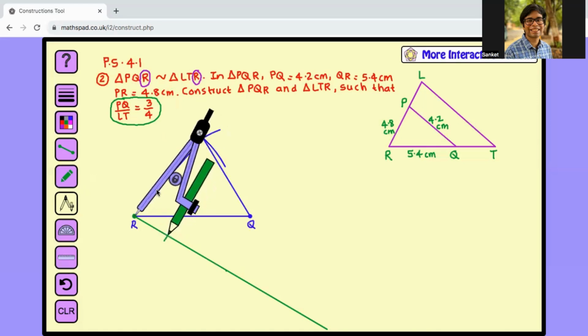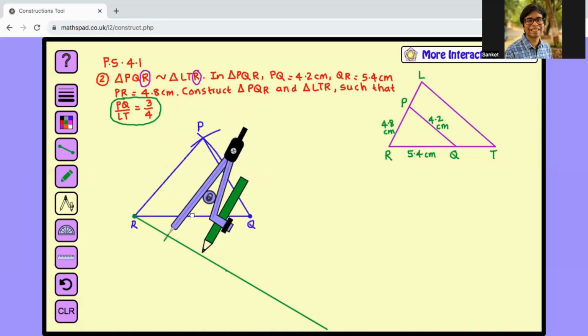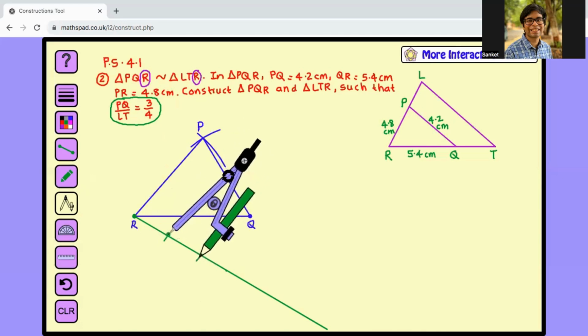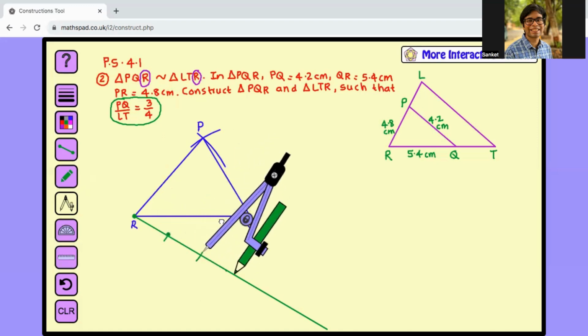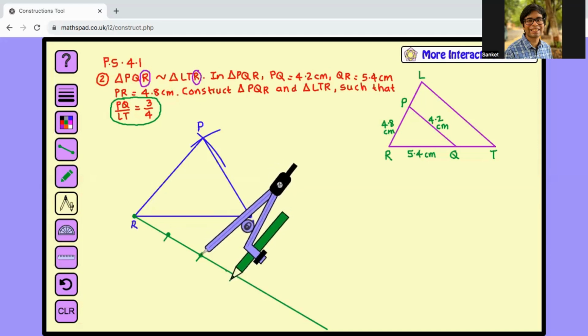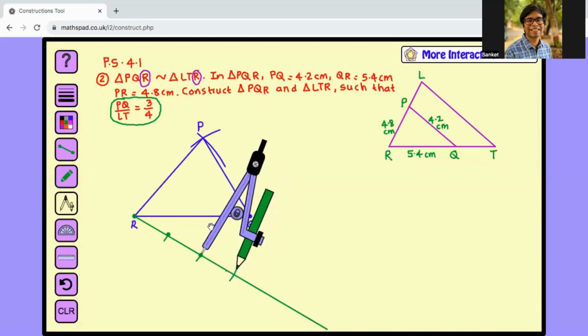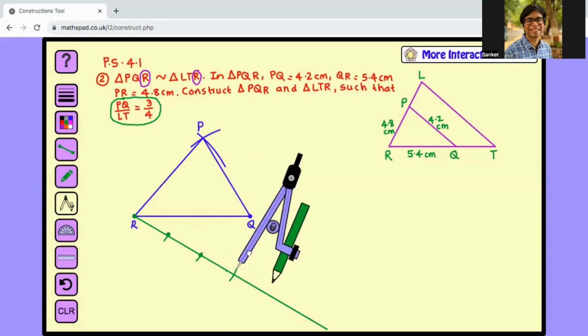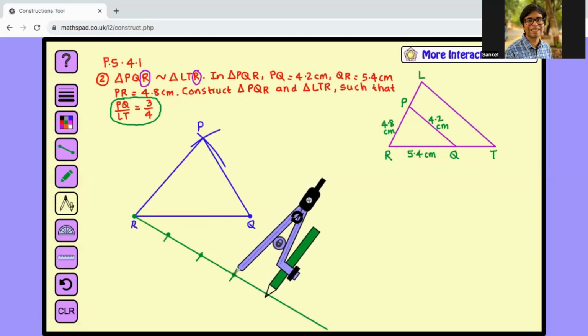So this is first mark. I'm going to keep it at that point and make the second mark. Keep it at that point. Make the third mark. Keep the compass at that point. Make the fourth mark. I'm going to keep the compass away. I've made 4 marks on this line.